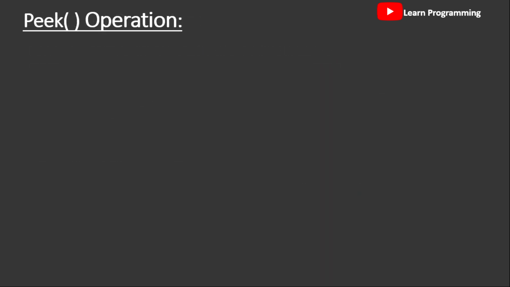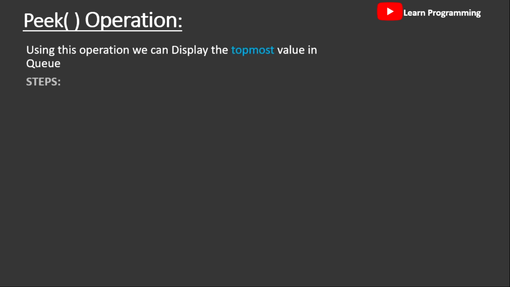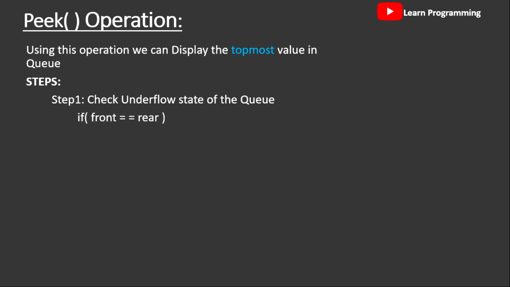Now we will talk about peek operation. So peek operation is used to display the topmost value in the queue or the most recently inserted value in the queue. Now we will see the steps which we use for doing the peek operation. So first we should make sure that the queue is not empty. We use the condition to check the underflow state.